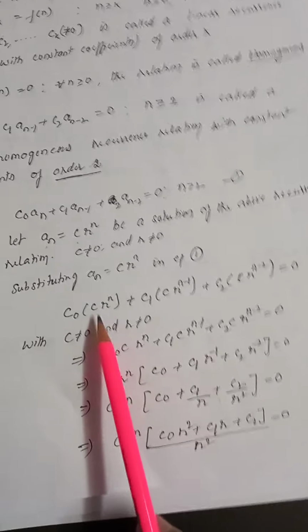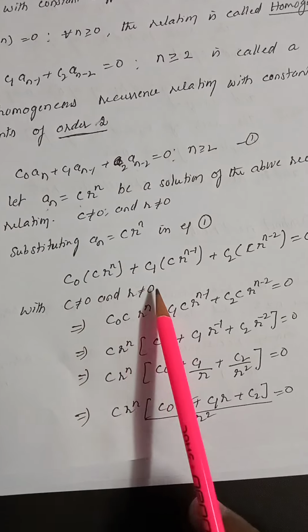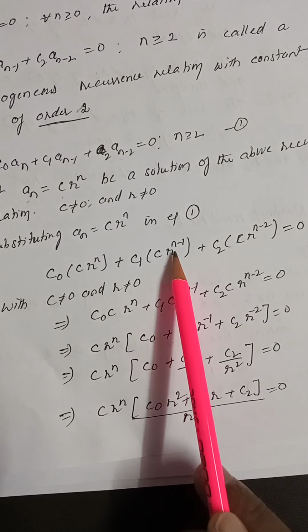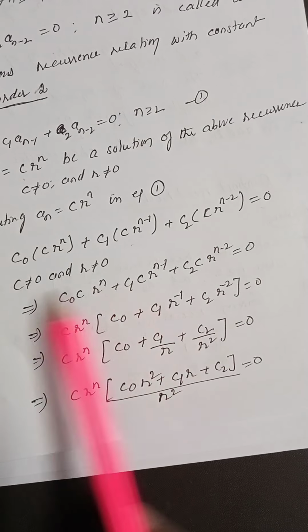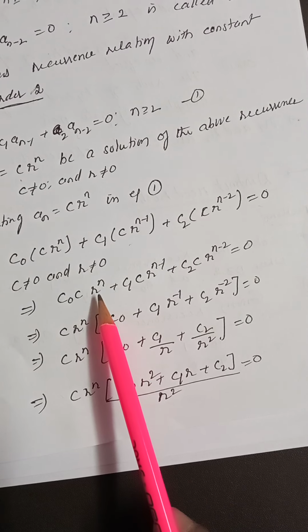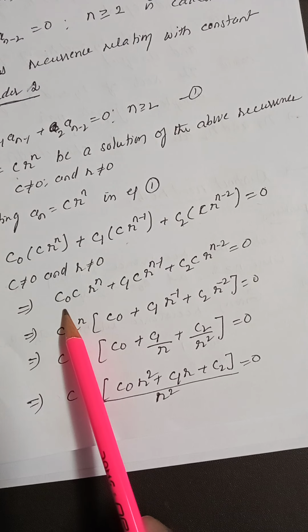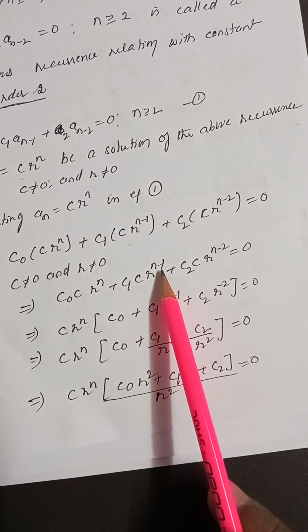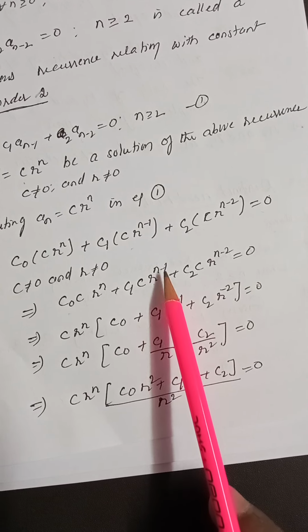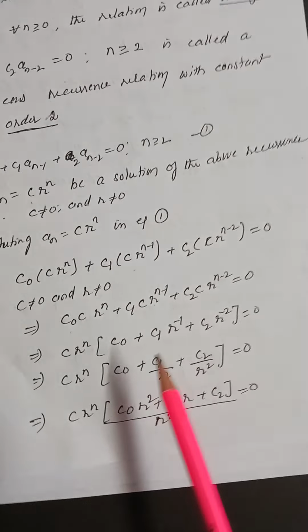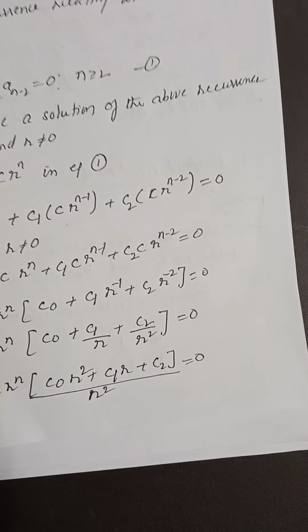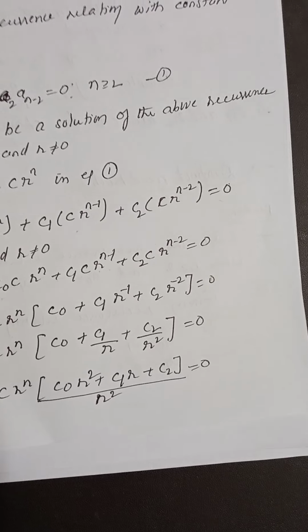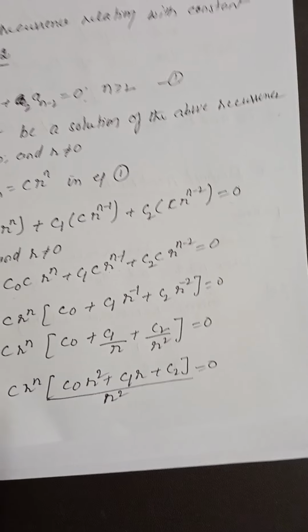Now we are substituting that value in the given equation. Right? c0 into a_n, that is c r^n, plus c1 into c r^(n-1), plus c2 into c r^(n-2) is equal to 0. Now we are taking c and r^n as common. You will get c0 here, r^n into r^(n-1), r^(-1). Now that r^(-1) can be written as 1/r. Now in the third term, r^(n-2) can be written as r^n into r^(-2). Right? r^(-2) can be written as 1/r^2.